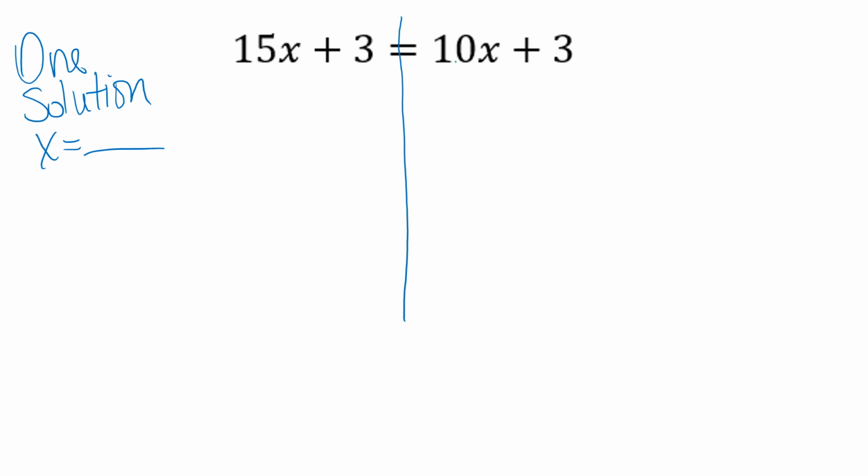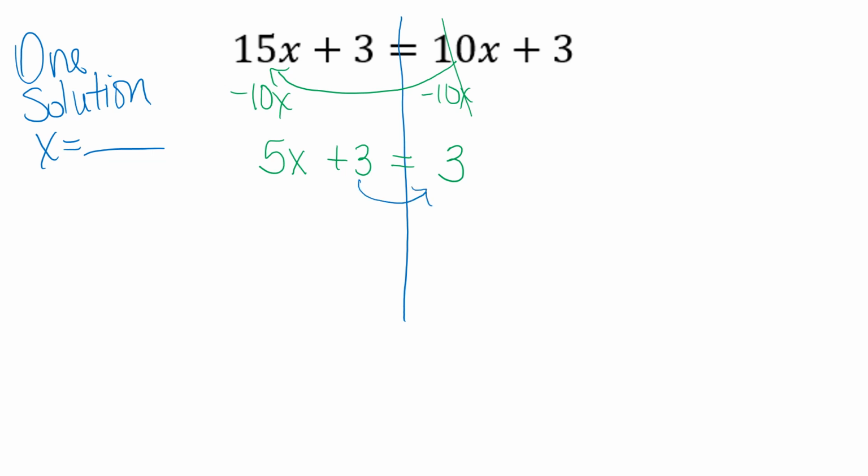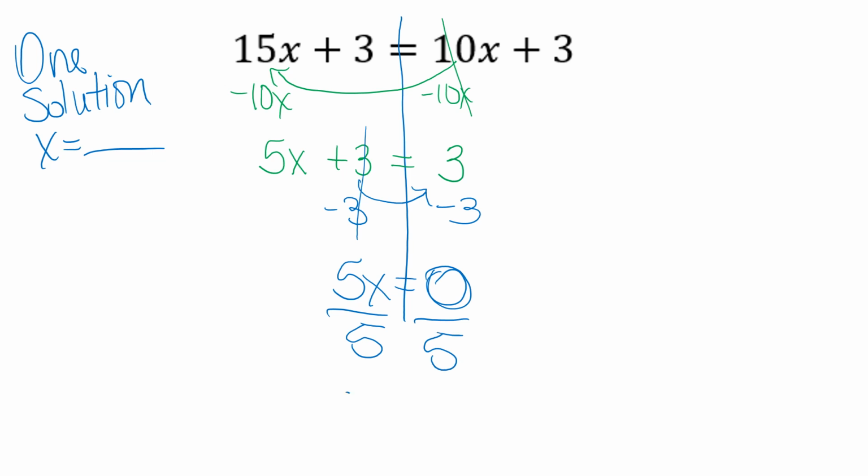So I'm going to move the positive 10x across the equal sign. So we would do negative 10x to both sides. 15 minus 10 will give me 5. Keep your x. I still have my positive 3, my equal sign, and I have a positive 3 on the right-hand side. I need to get the variable term isolated, so I'm going to move the positive 3 across the equal sign by doing minus 3 to both sides. Those cancel, leaving me with 5x equals 0. And then if I divide both sides by 5, x is 0.